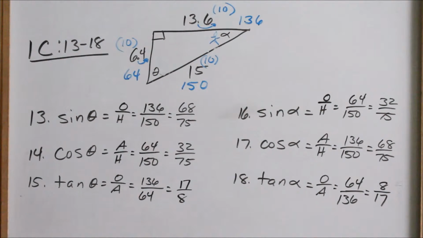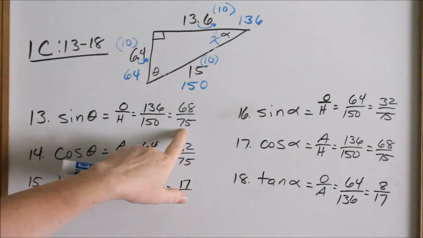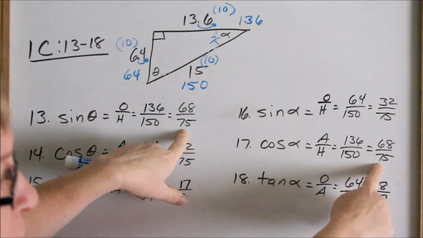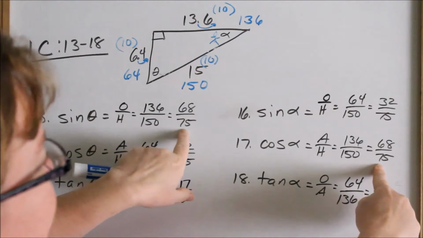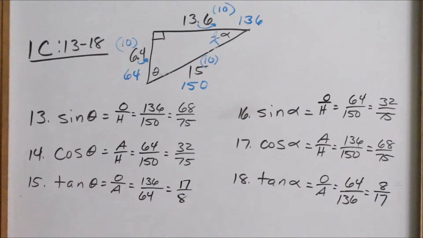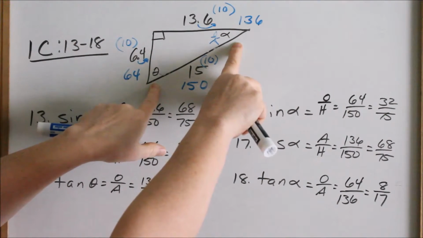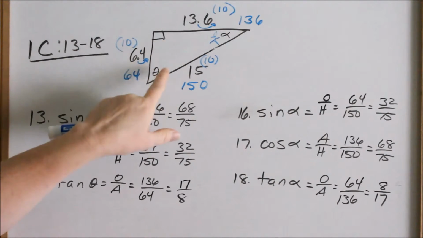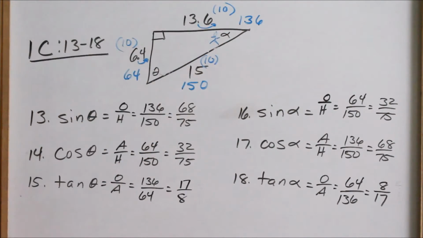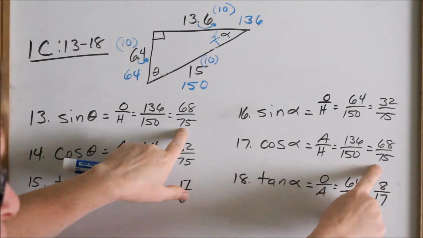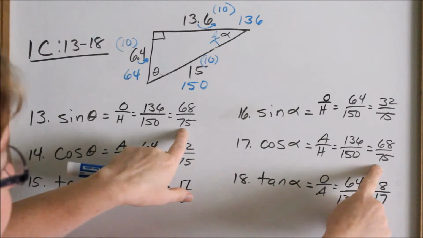The one thing that I want you to notice is that sine theta, 68 over 75, is the same as cosine alpha, 68 over 75. A few lessons down the road, we will learn that these are actually called cofunctions. They are complementary because these two angles have to add up to 90 degrees, and two angles that add to 90 are called complementary angles. And so these are called complementary functions, but they shorten it to cofunctions.